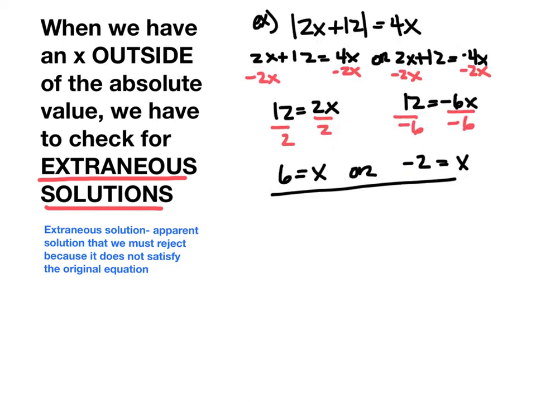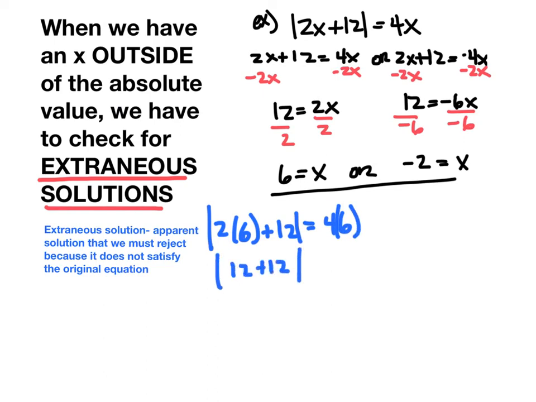All right, so let's start with x equals 6. It'd be the absolute value of 2 times 6 plus 12 is equal to 4 times 6. So the absolute value of 12 plus 12 equals 24. I think here that's pretty apparent. 24 equals 24.